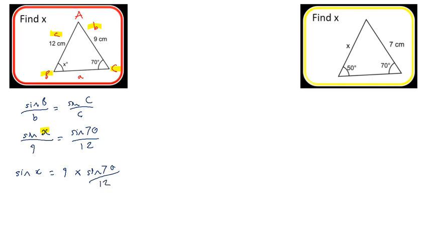Now, I still want to make it x equals. At the moment, it's sine x, so I need to do the inverse of sine, which is written as sin minus 1. With that in mind, we get x equals sin minus 1, and then this whole thing goes in a bracket, 9 times sin 70 over 12. I'm just going to put that into my calculator now.